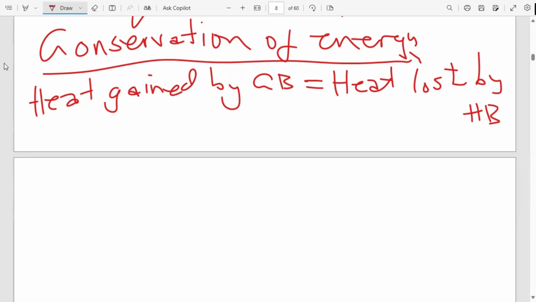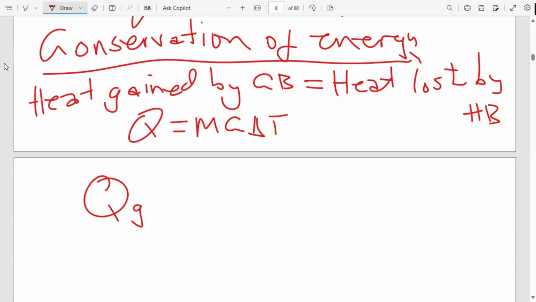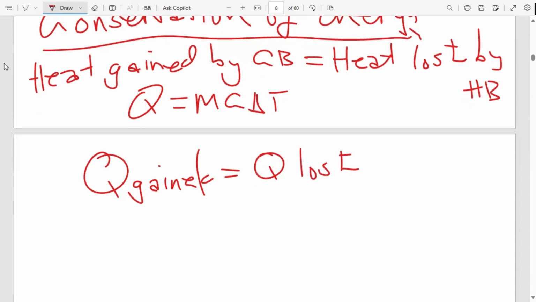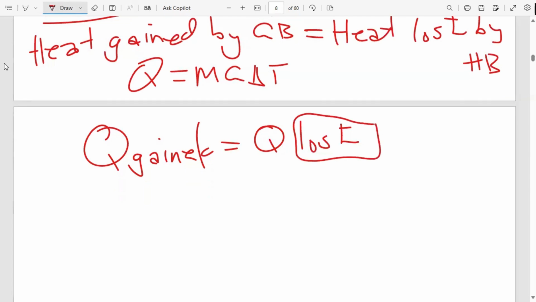Now, using the equations that we found for the amount of heat applied to a substance when there's a change in temperature, we say Q is equal to MC change in T. So Q gained should be equal to Q lost. As simple as that. But since on this side there will be a negative change in temperature, the substance is losing thermal energy. You're going to balance this side of our equation with a negative. So I'm going to put a negative sign in front there.